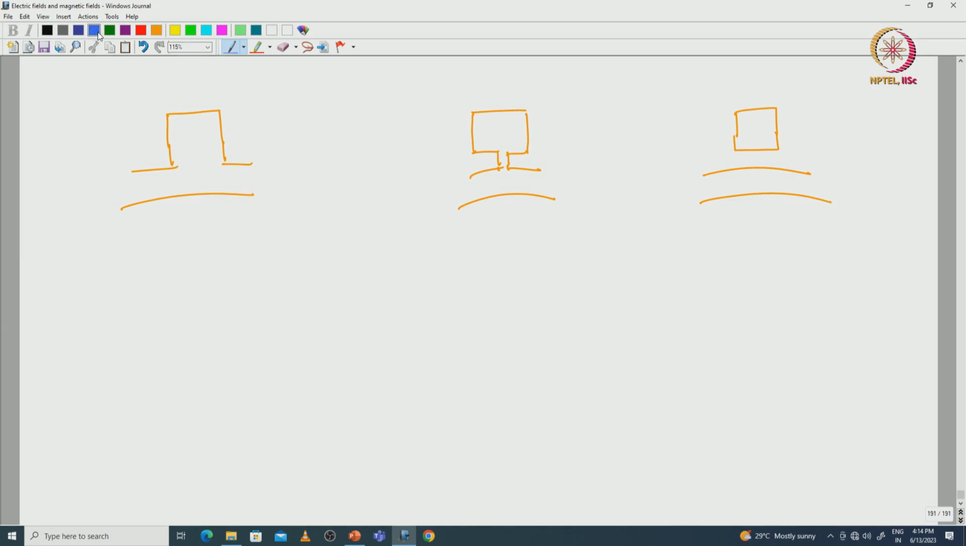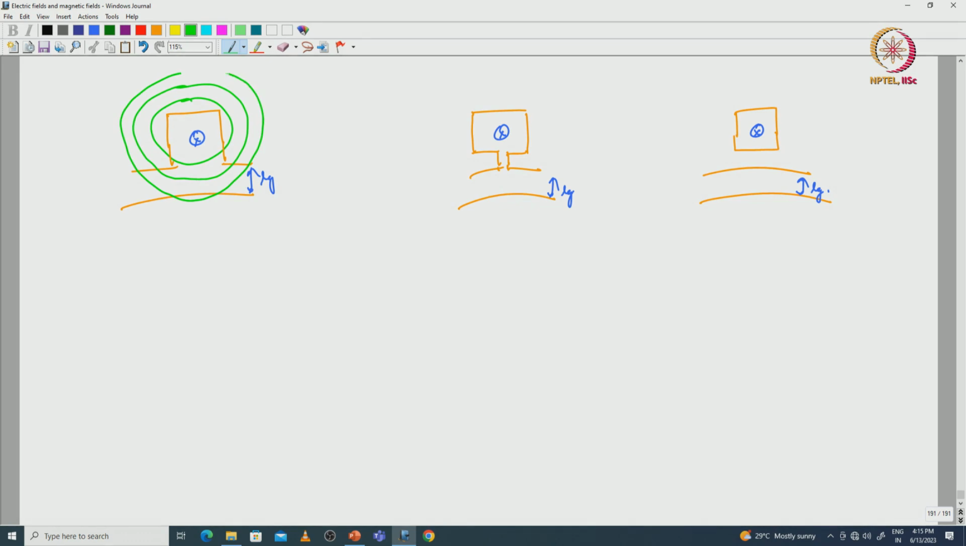Okay. This is the air gap length. Place a single conductor and analyze the flux lines with respect to the thumb rule. And here also apply a thumb rule and analyze the flux lines loop.